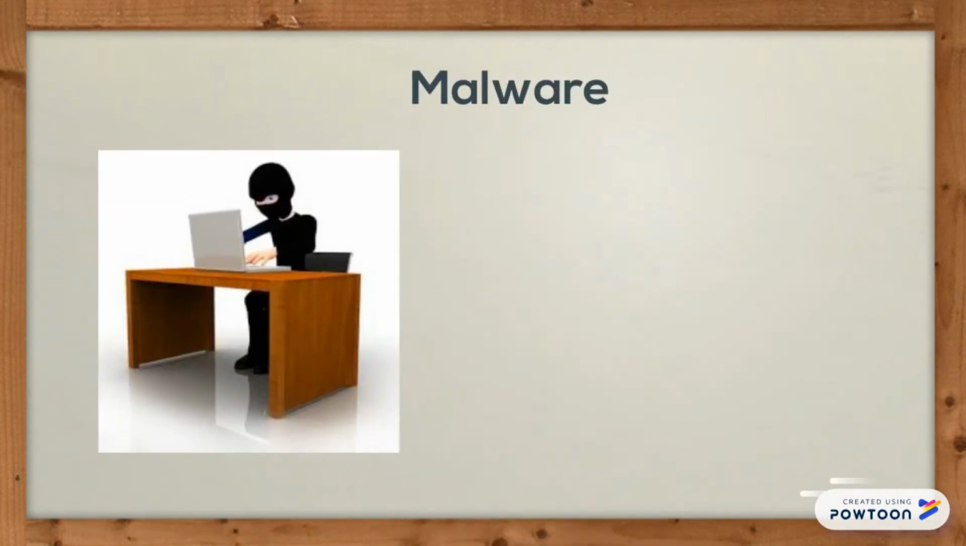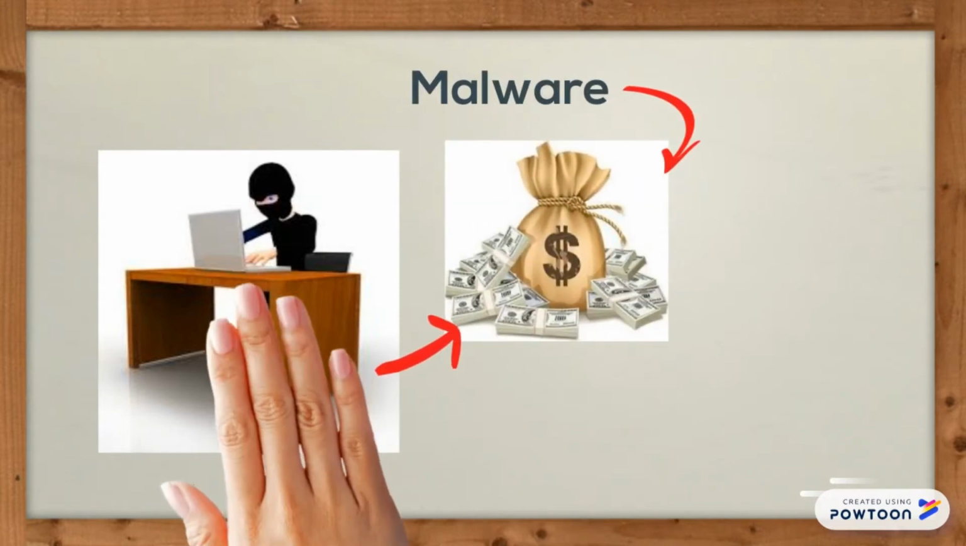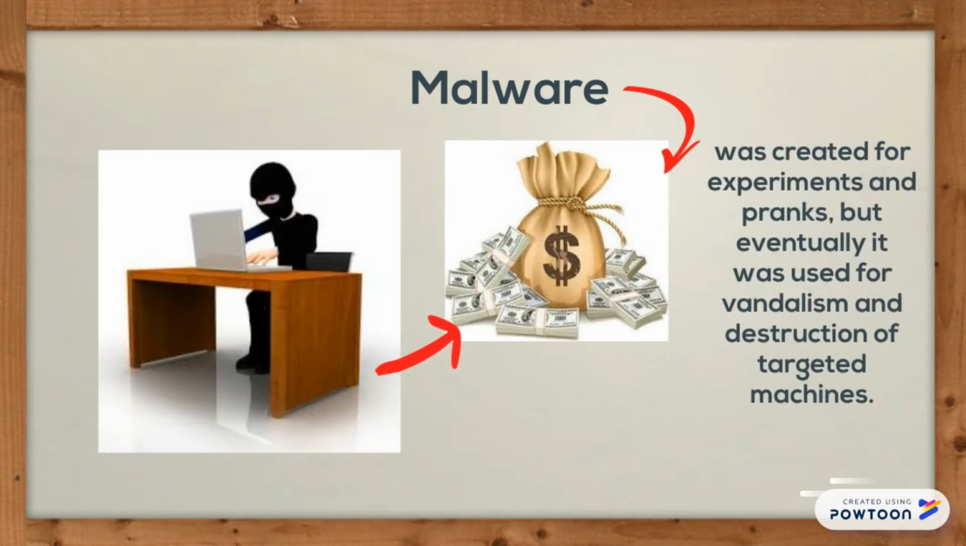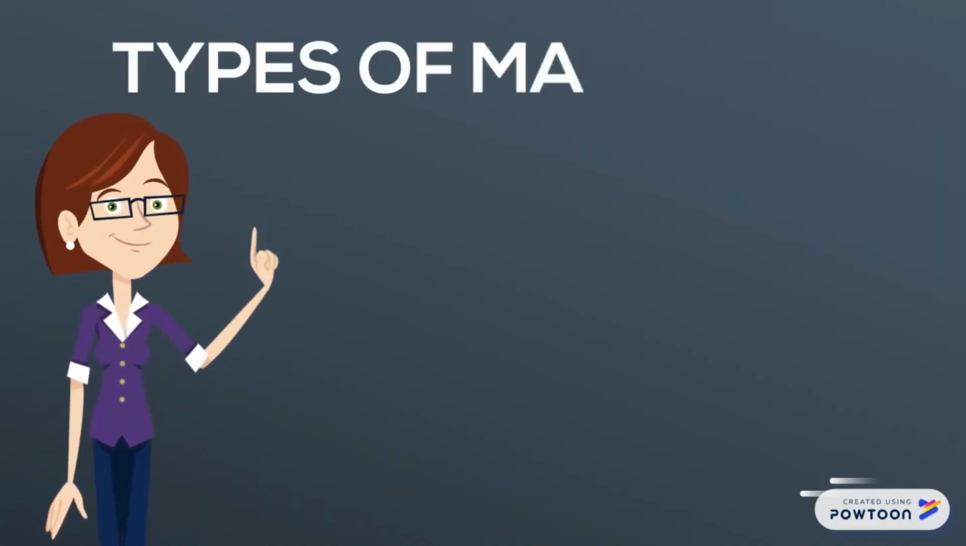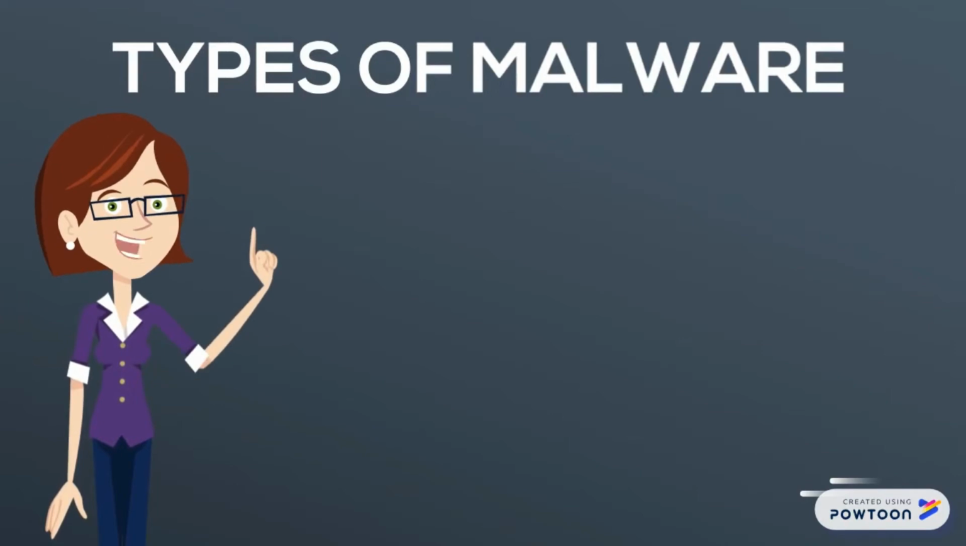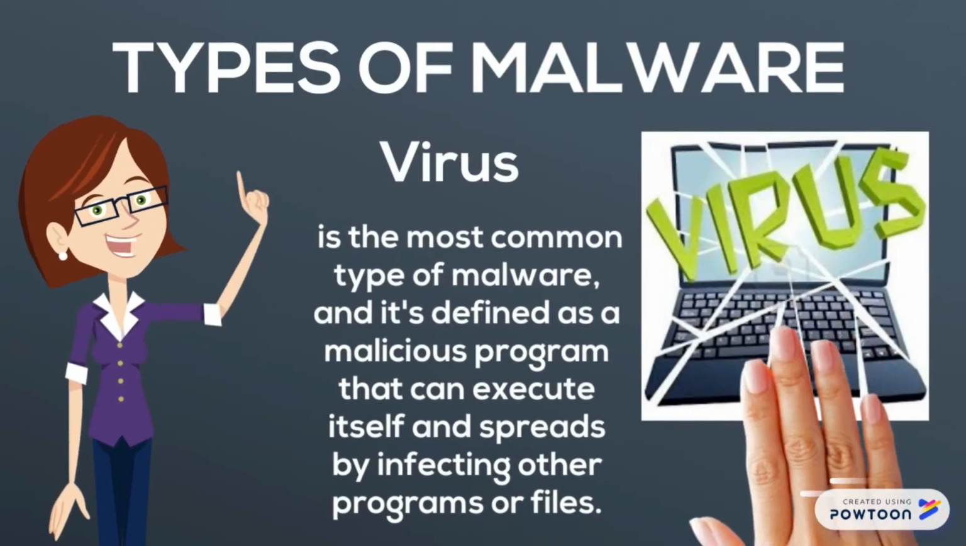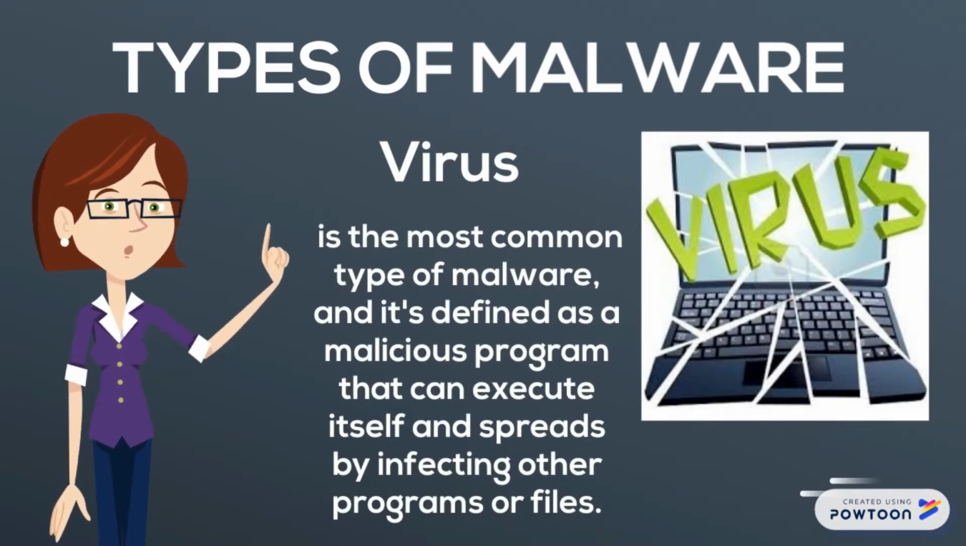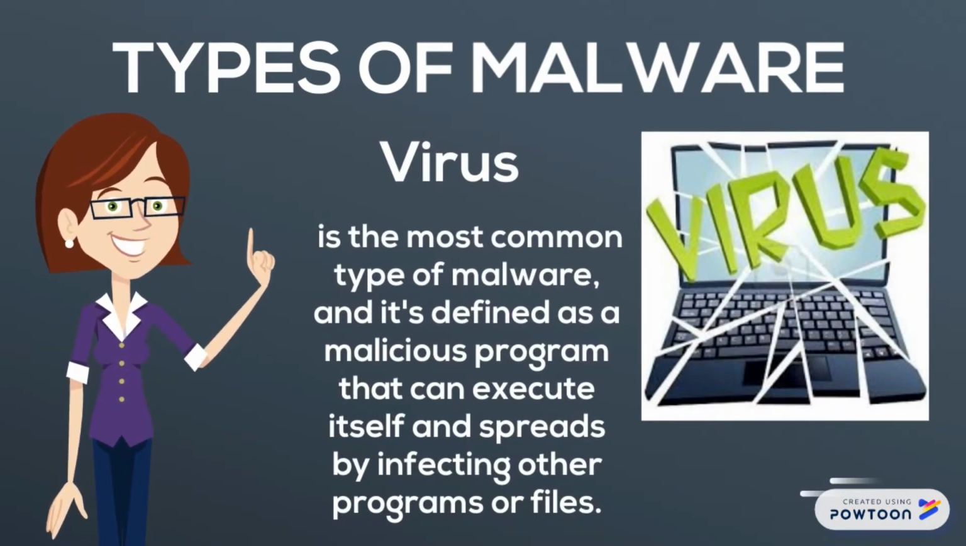Malware creation is on the rise due to money that can be made through organized internet crime. Originally, malware was created for experiments and pranks, but eventually it was used for vandalism and destruction of targeted machines. There are different types of malware that contain unique traits and characteristics. A virus is the most common type of malware, and it's defined as a malicious program that can execute itself and spreads by infecting other programs or files.